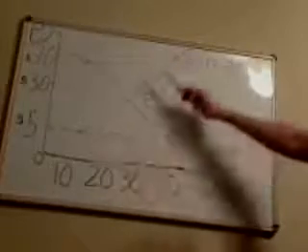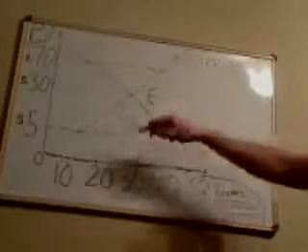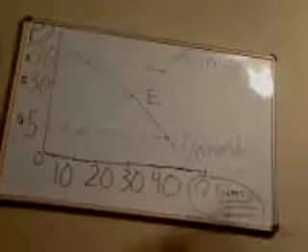So the supply is a direct relationship with price, and the demand is an inverse relationship with price. So know that. Okay. All right.